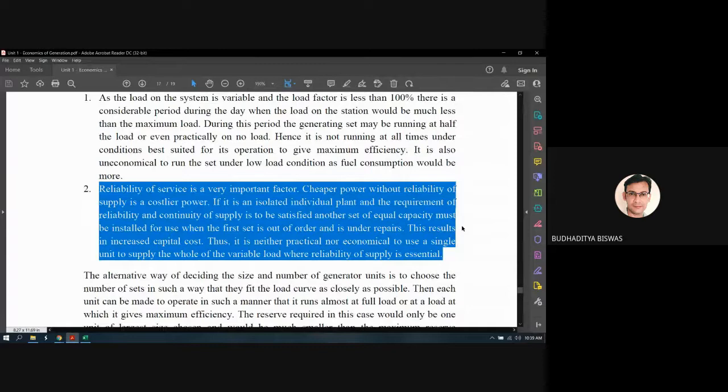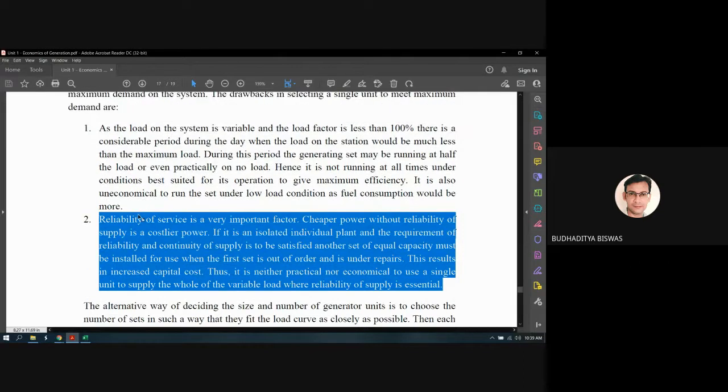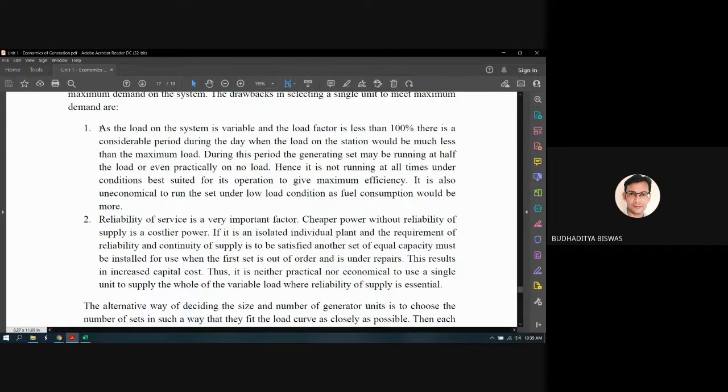But suppose you installed one single unit, and suppose due to some maintenance, some problem is there in the unit and you need to maintain it. In that time, the time required to maintain the unit, the load is not supplied, so load shedding will be there. So that means the reliability is very, very low if you install a single unit. But if you install a larger number of units, then there is also some problem. We will discuss it after the chapter. But the first point is why you do not go for the single unit.